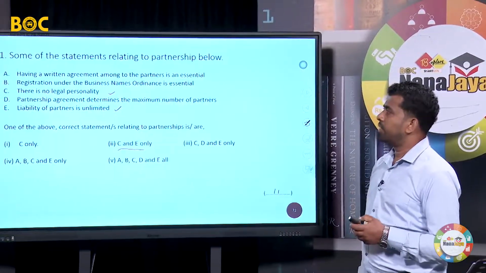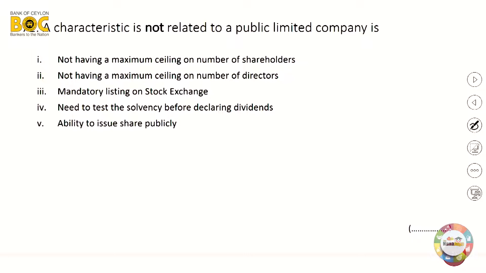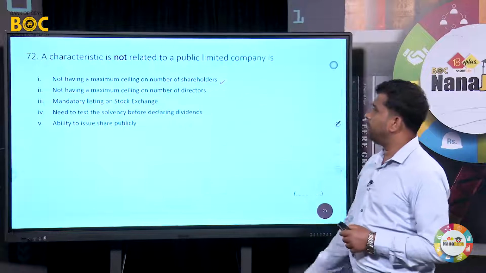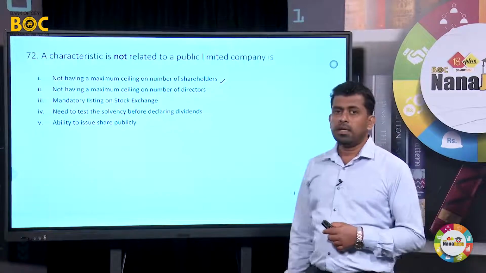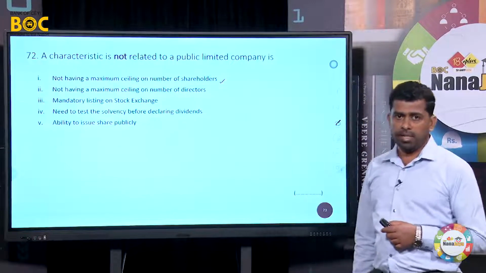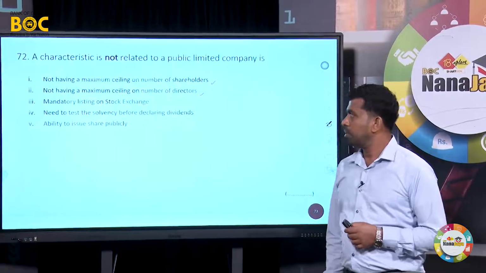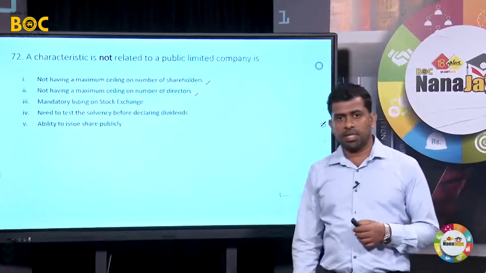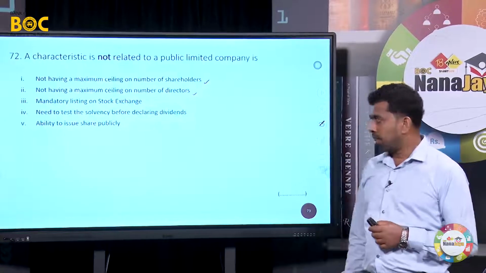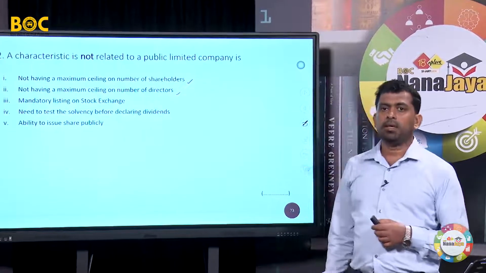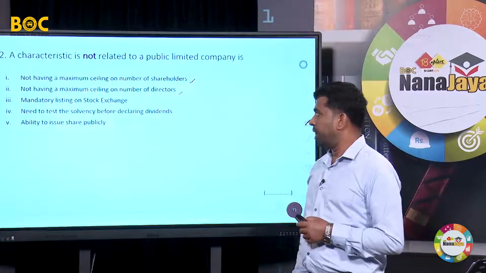Question number 72. Which characteristic is not related to a public limited company? Not having a maximum ceiling on number of shareholders, correct. Minimum 1 and maximum is unlimited, correct. Not having a maximum ceiling on number of directors, correct. There are minimum 2 directors and the maximum number of directors is unlimited. Mandatory listing on stock exchange, no. There are some public limited companies which are not registered in the Colombo Stock Exchange. These are known as unlisted companies. The companies listed or registered in the Colombo Stock Exchange are known as listed companies.